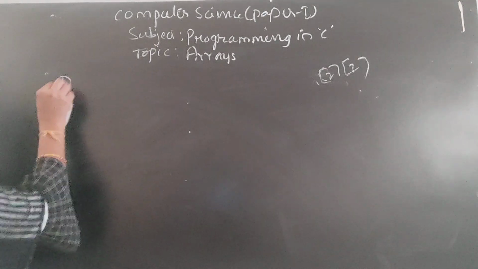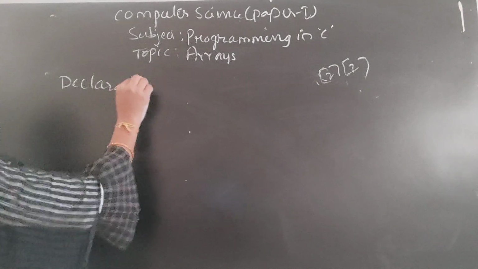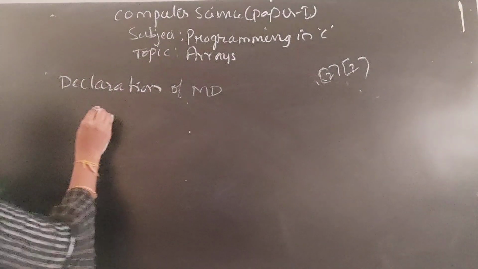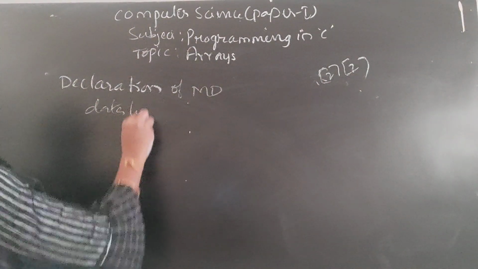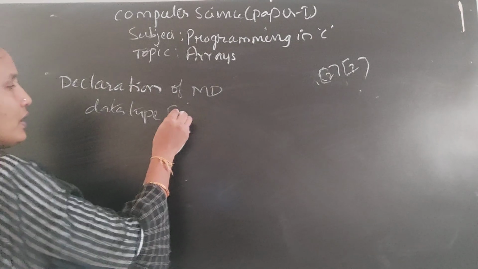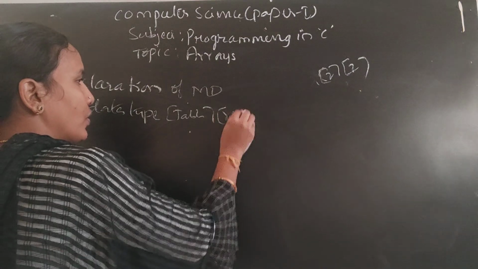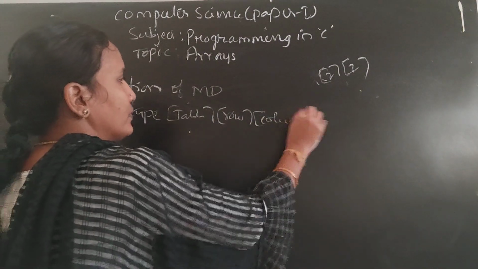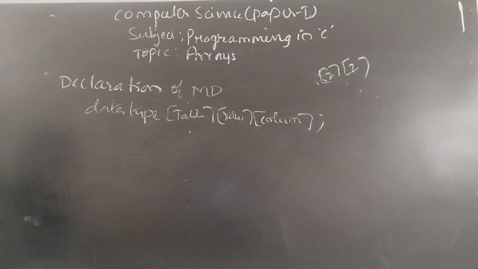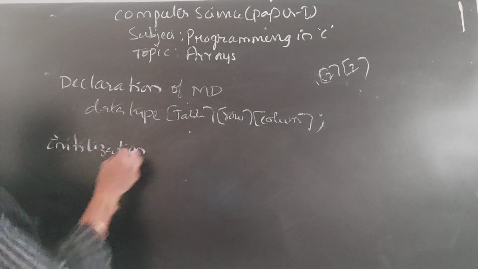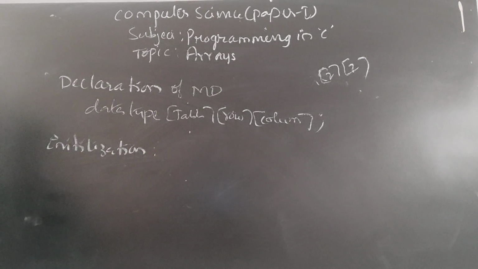Come to the declaration of a multi-dimensional array. Declaration: data type, then the first subscript for the number of tables, this is for rows, and this is for columns. This is for the declaration. Come to initialization. So you write down the declaration. Next, I will give you the initialization.